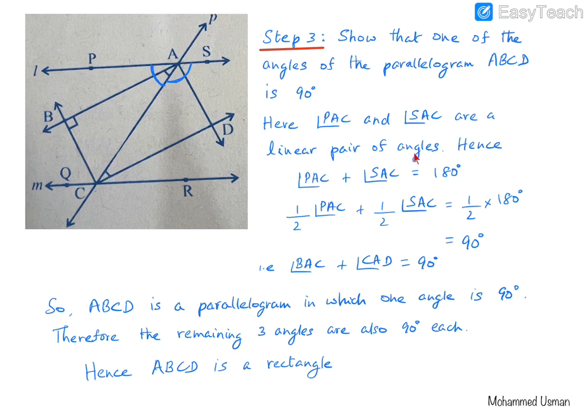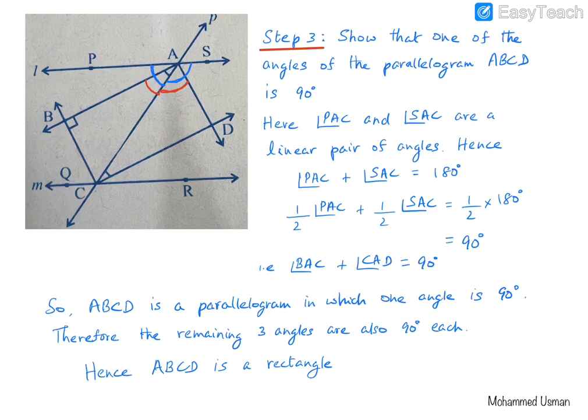And if we now multiply this entire equation by 1 by 2, we get half of angle PAC plus half of angle SAC is half of 180 degrees. That is 90 degrees. So half of PAC is nothing but the angle BAC, and half of the angle SAC is nothing but the angle CAD, which is this angle over here.